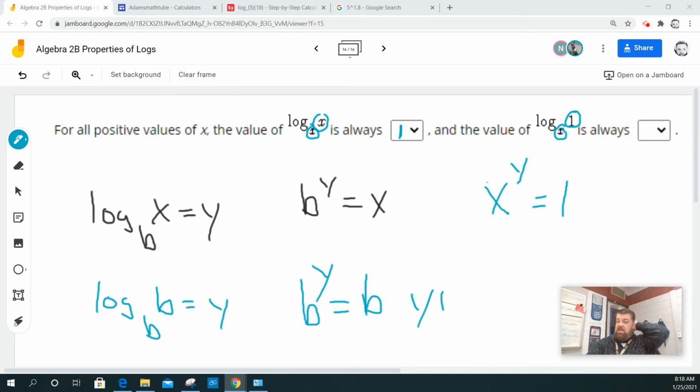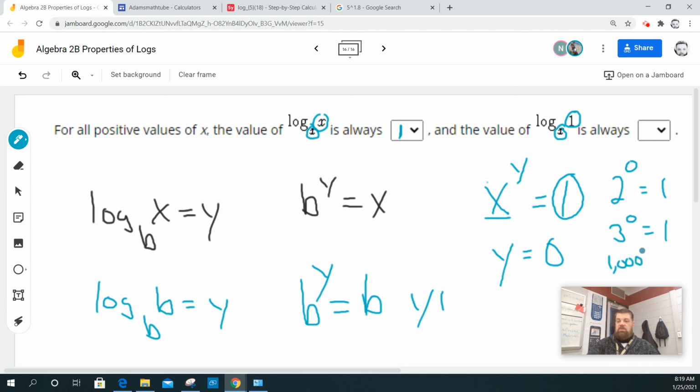Well, x can be any number, right? X could be any number, but how do I guarantee that it will always equal 1 if y equals 0, right? So 2 raised to the 0 equals 1, 3 to the 0 equals 1, 1,000 raised to the 0 equals 1. So this has to equal 0.